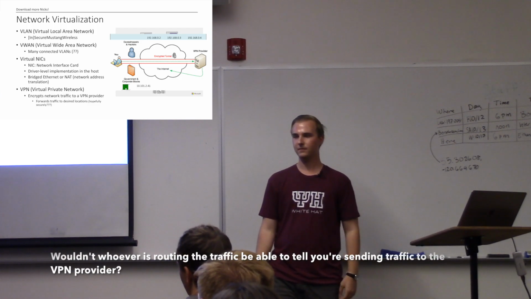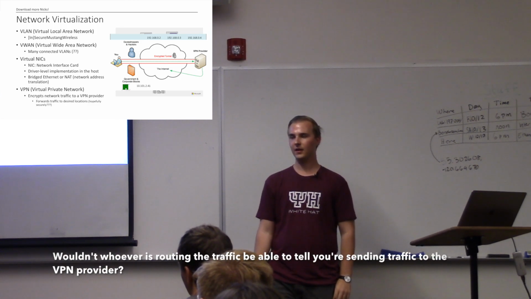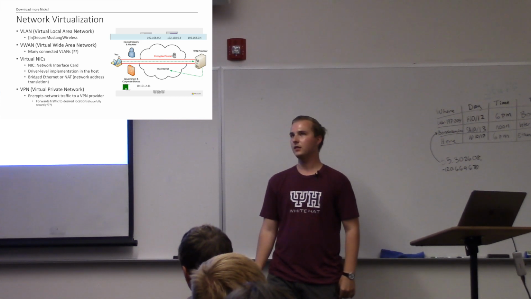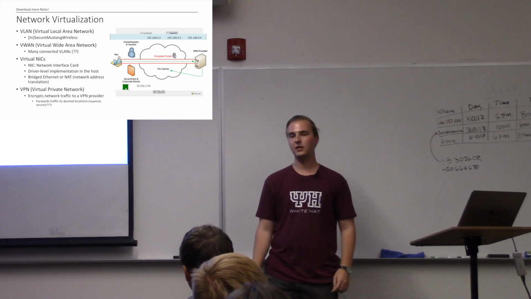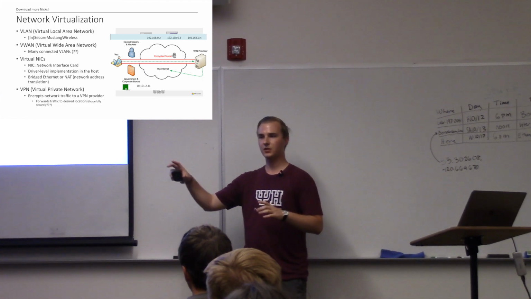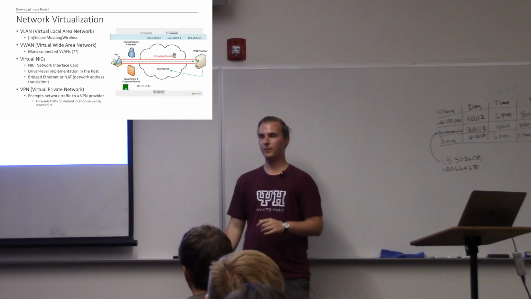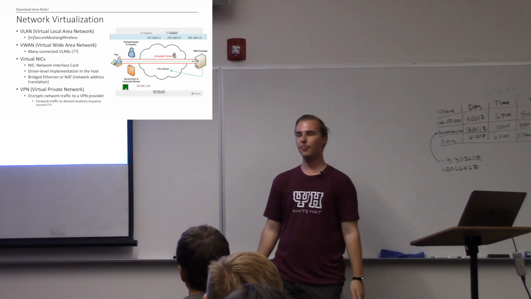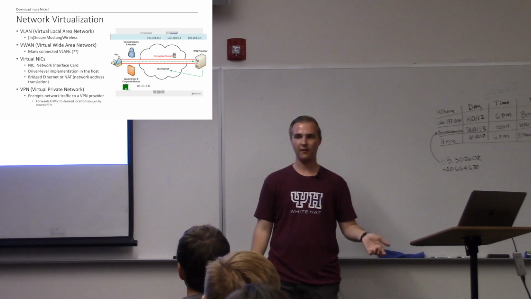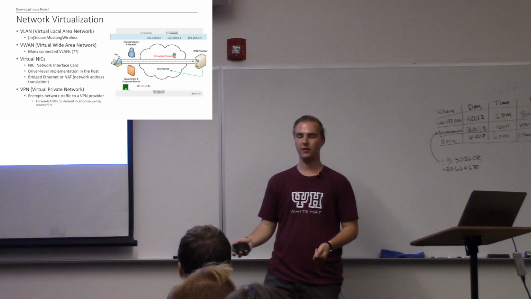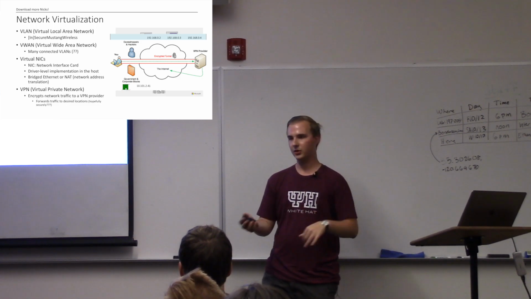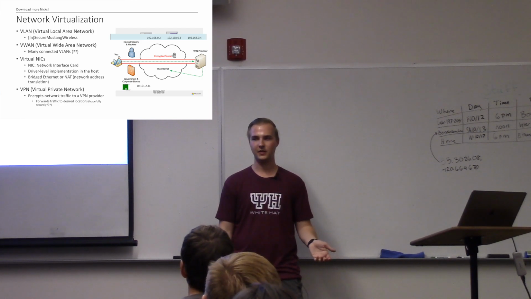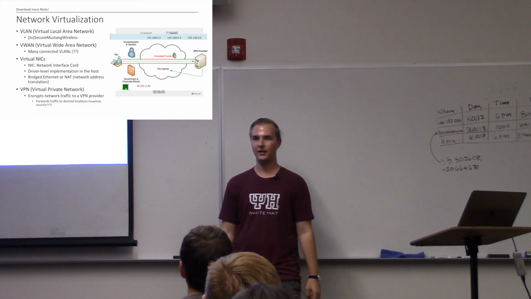Wouldn't whoever's routing the traffic be able to tell that you're sending traffic to the VPN provider? They just wouldn't be able to tell what it is? Yes. They see a large amount of traffic going out to some address, and most VPN providers have a bunch of servers in different locations that are just IPs. So they could see that traffic, but they just wouldn't know what it is, and it would theoretically blend in with other traffic to IPs and such. And you can't restrict traffic to IP addresses because that would not be a great idea.